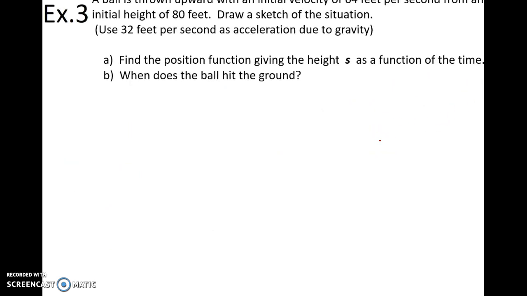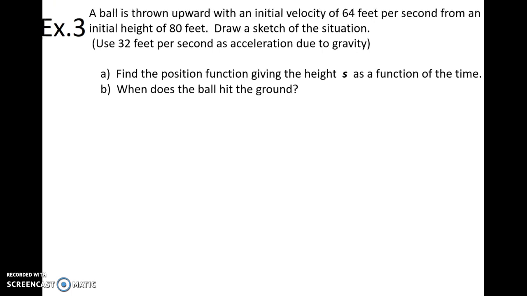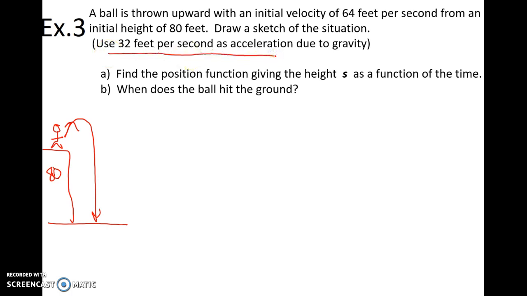Now we can apply what we've learned to a word problem. Here, a ball is thrown upward at an initial velocity of 64 feet per second from an initial height of 80 feet. Let's see what this looks like. You can see here, I'm standing at a height of 80 feet. I'm going to throw the ball upward and then downward. Notice that the acceleration is given. If you remember, the acceleration function is the same as the second derivative of the position function. And they gave it to us as 32 feet per second.